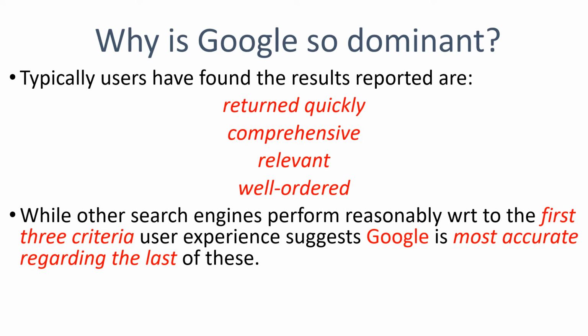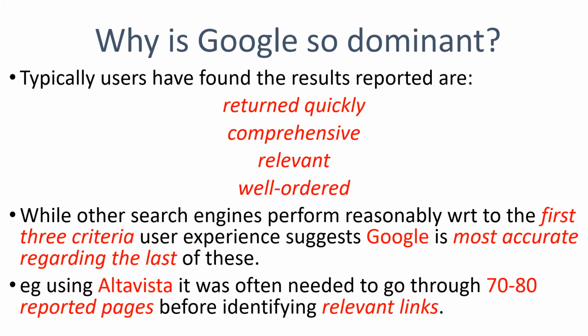And so, while the first three criteria were realized by a number of early search engines, Google's search engine was probably the most accurate regarding this last condition, well ordered. When I was using Alta Vista something like 25 odd years ago, often one found that we had to go through 70 or even 80 of the pages that were reported before one actually found one that was really relevant to the query that had been set.